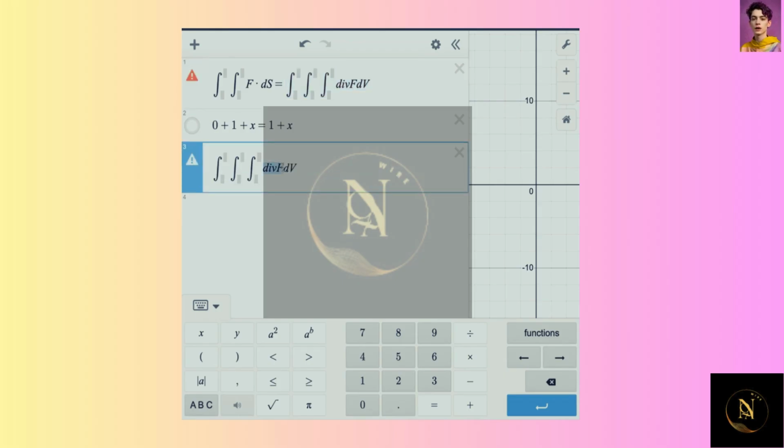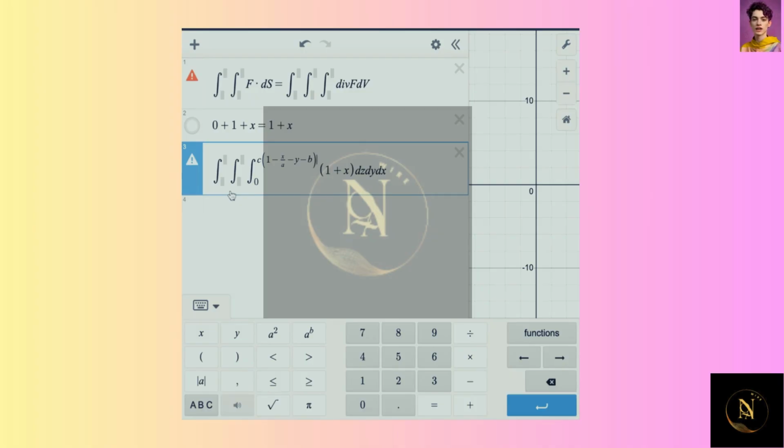So when it comes to calculating this integral, we'll bring this right here. We know that the divergence of F is going to be 1 plus x dV, and we chose it to be dz, dy, dx. We said that the lower bound for z is 0, and the upper bound for z is c times 1 minus x over a minus y over b.